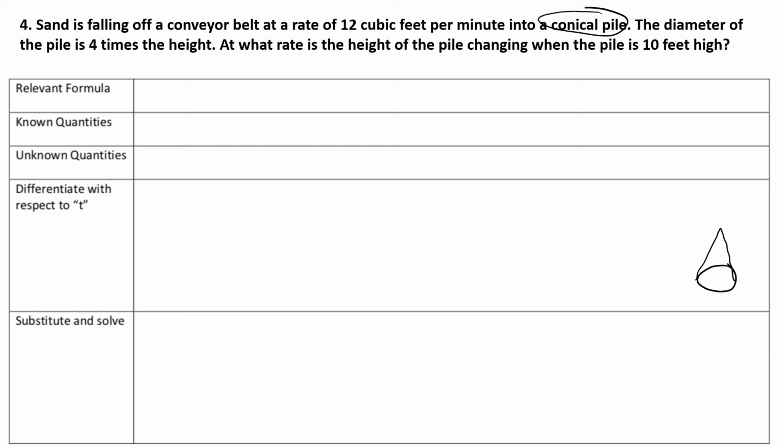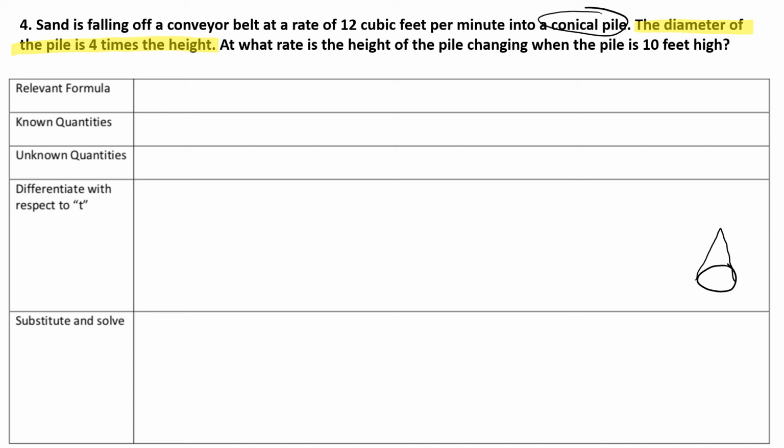It says the diameter of the pile is 4 times the height. Remember, that's about the whole pile. That's just like the information we got about the tank in the last problem. Not about the sand that's actually falling, but about the overall structure. At what rate is the height of the pile changing when the pile is 10 feet high?